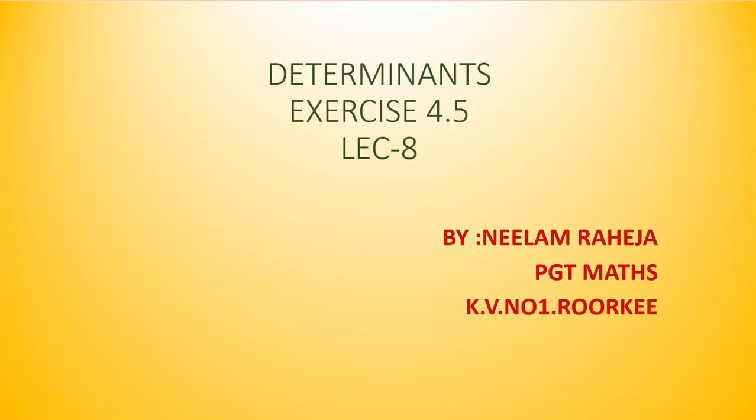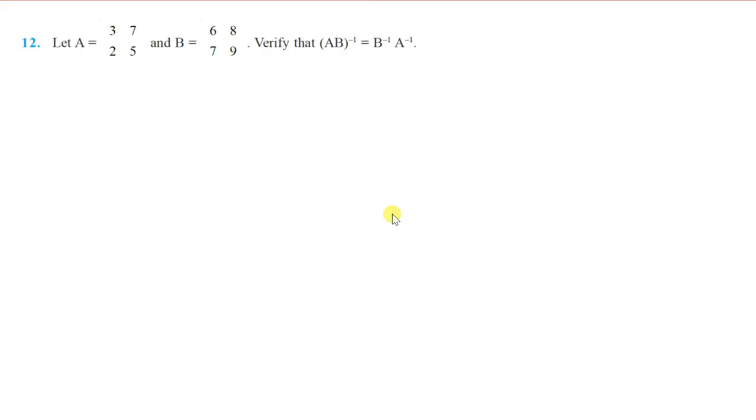Dear students, yesterday we studied how to find the adjoint and inverse of a square matrix. Now let us do some more questions of this exercise 4.5 of determinants. This is the 12th question. Here A and B are two square matrices of order 2. We have to verify that (AB) inverse equals B inverse A inverse.